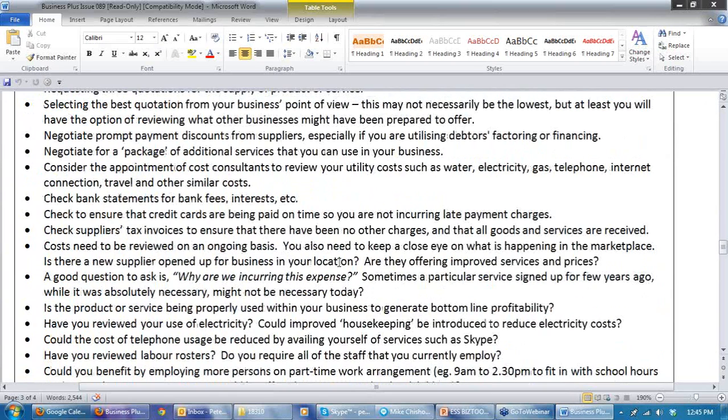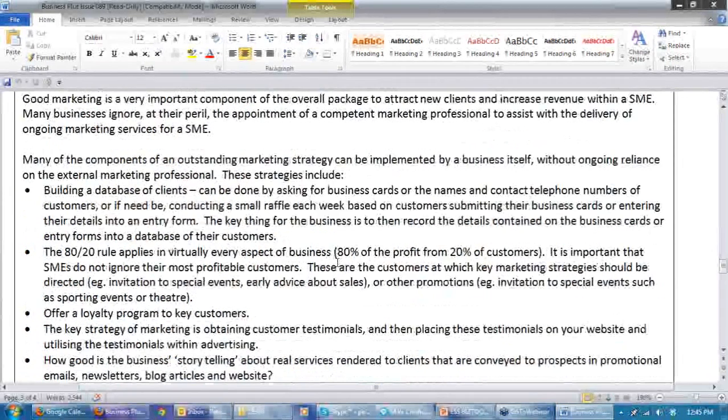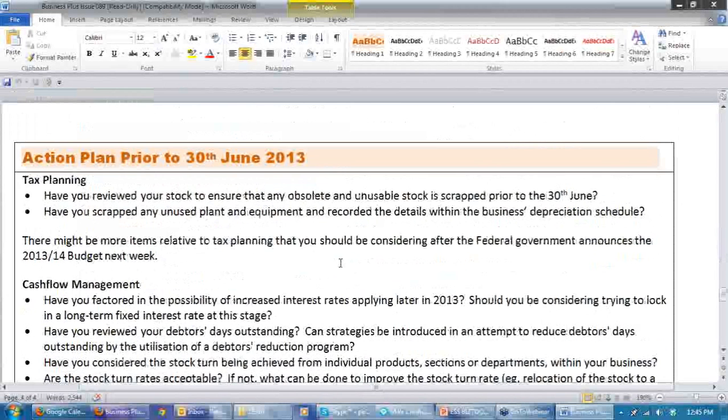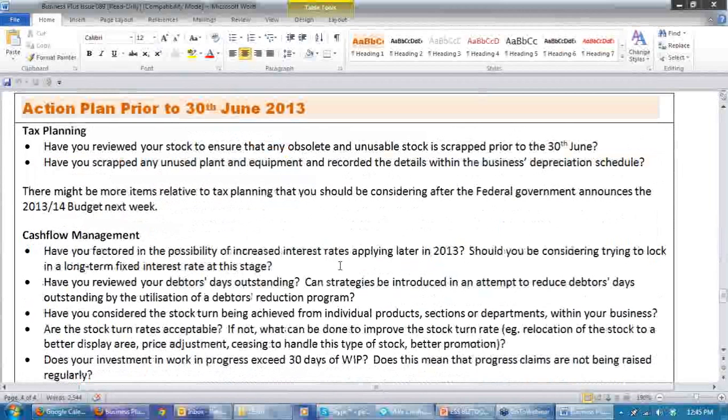We're running a series of articles on marketing essentials for SMEs, looking at some of the marketing issues of businesses. We started a series in May and we'll finish it in June, on an action plan prior to the 30th of June, giving us some of the issues. There's an article on break even and how it's calculated.